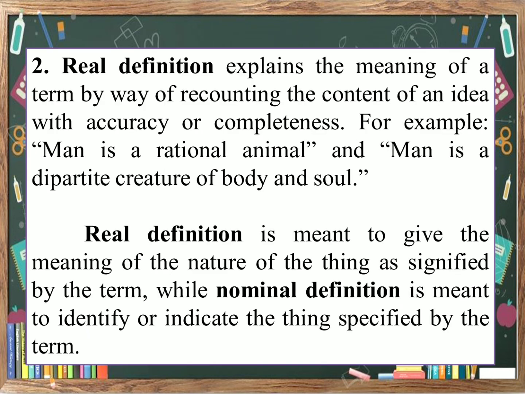Next, real definition explains the meaning of a term by way of recounting the content of an idea with accuracy or completeness. For example, man is a rational animal, and man is a tripartite creature of body and soul. In sum, real definition is meant to give the meaning of the nature of the thing as signified by the term, while nominal definition is meant to identify or indicate the thing signified by the term.